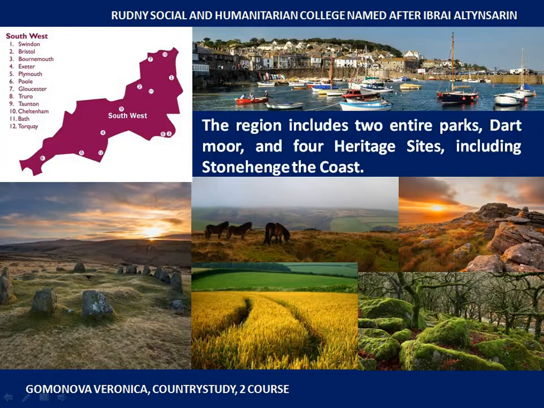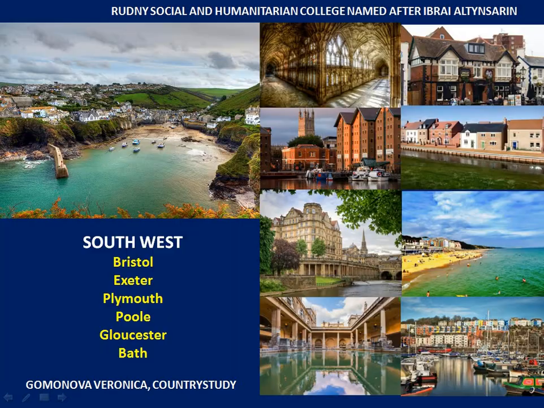The next region is called Southwest, and this region includes 2 national parks, Dartmoor and Exmoor, and 4 heritage sites, including Stonehenge and the Jurassic Coast, which you, I hope, know. The main cities of this region are Bristol, Exeter, Plymouth, Poole, Gloucester, and Bath.